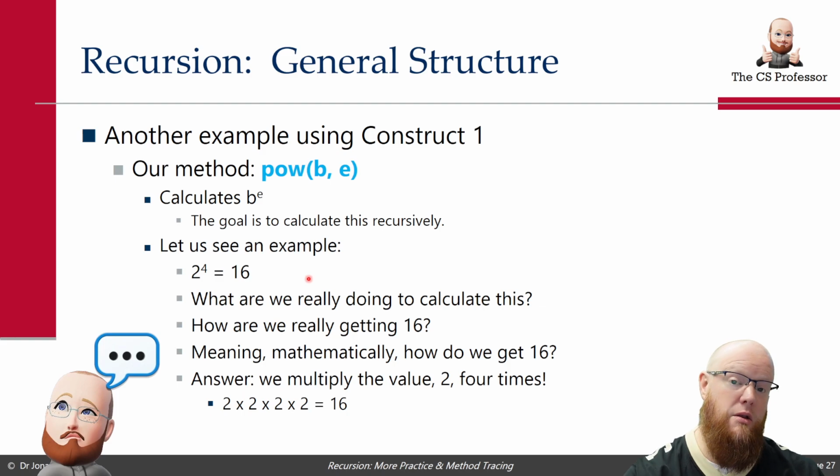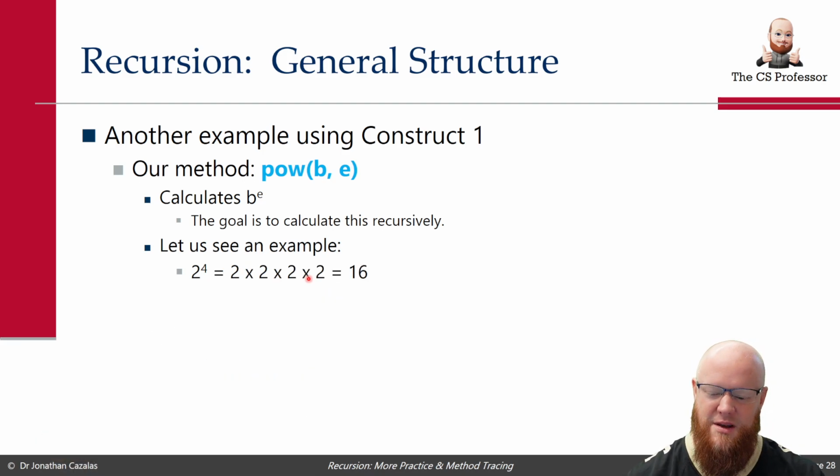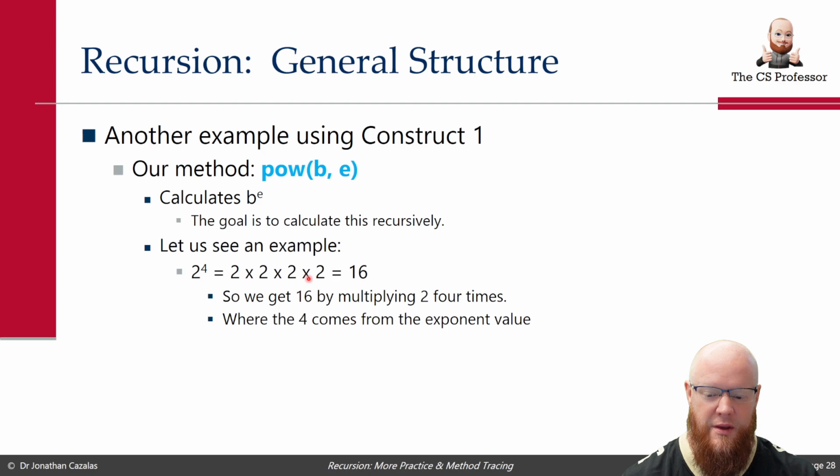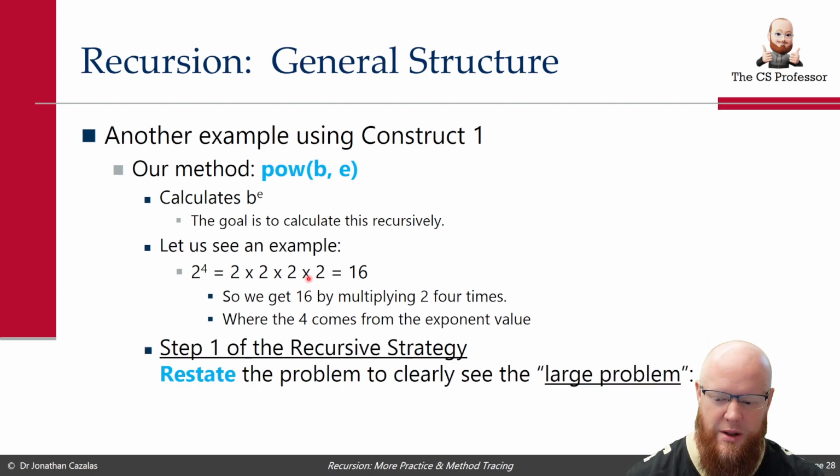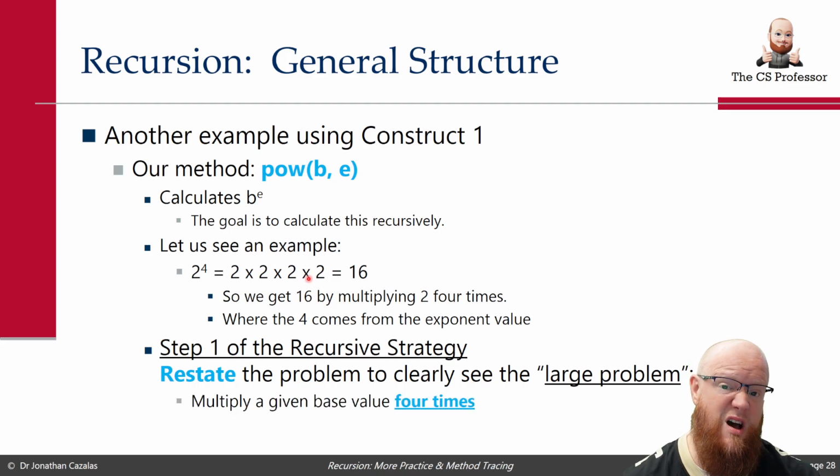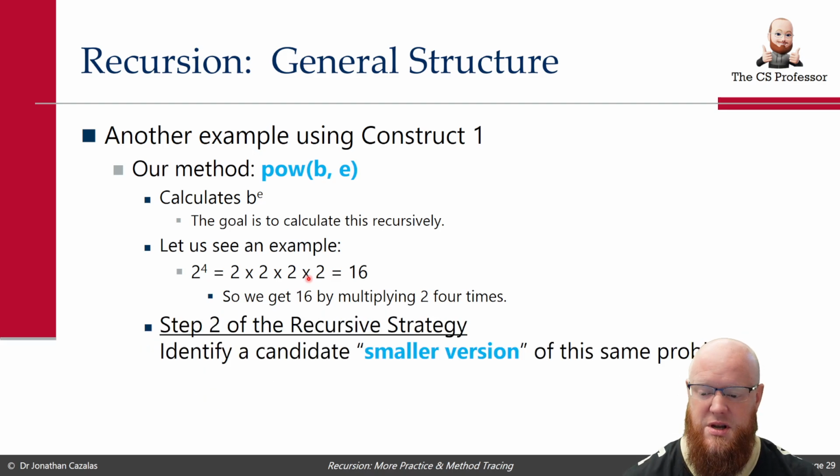I don't know. And then maybe a light goes off and you realize, oh, wait, 2 to the 5 would be 5 times, 2 to the 4, 4 times, 2 to the 3, 3 times. And you're like, is that helpful? So that 4 is that exponent. So what's step 1 of the recursive strategy? Restate the problem, that we see the large problem. Well, here's the large problem, it's just multiply 2 4 times. Multiply that given base 4 times.